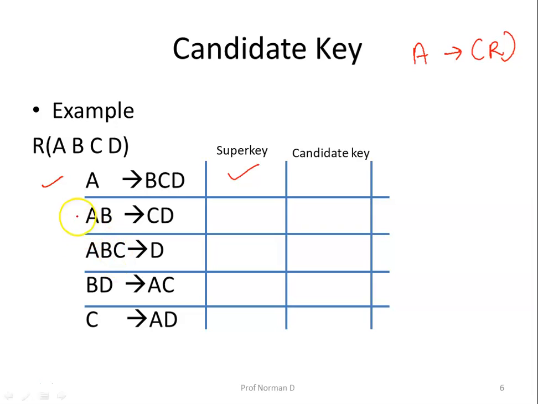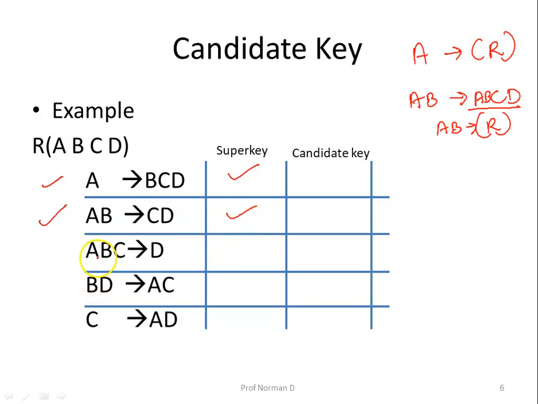What about the next FD? Is AB a super key? If you see over here, AB gives you the entire relation. AB gives you CD and it also gives you AB, right? Because AB is trivial. So in this case, AB also gives you the entire relation R. That means AB is also acting as a super key. I can get the entire relation in this case also.